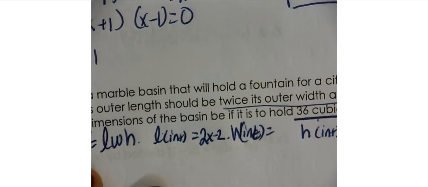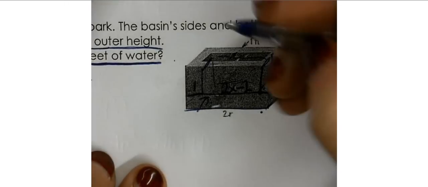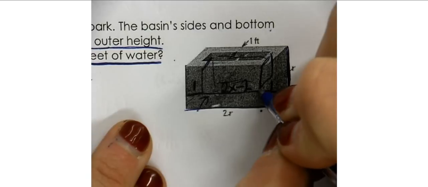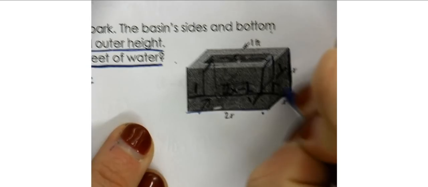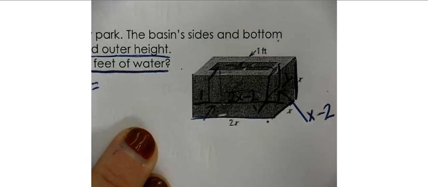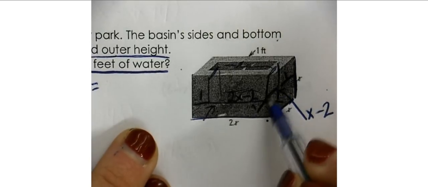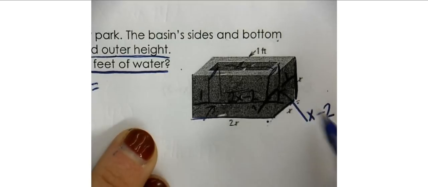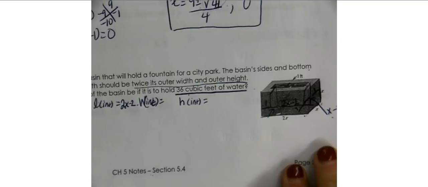My width of the interior, let me go back to the picture. So my width started off being x, but this side is 1 foot and this side is 1 foot. So the width of the interior is going to be x minus 2 feet. So the width on this side is a foot, the width on this side is a foot, and it's going to be a lot smaller than what it is on the outside. So that's going to be x minus 2. So my width of the interior is going to be x minus 2.